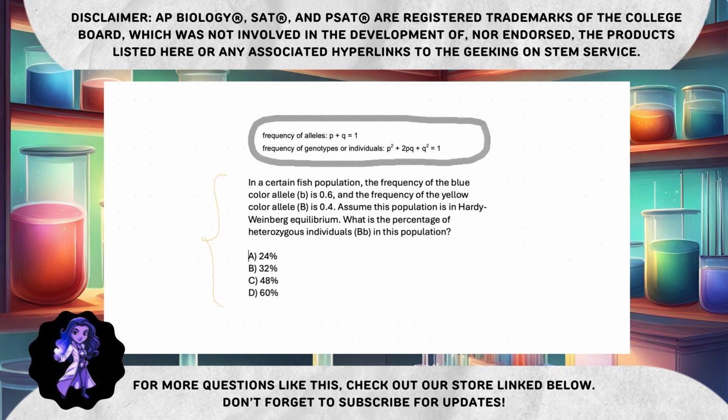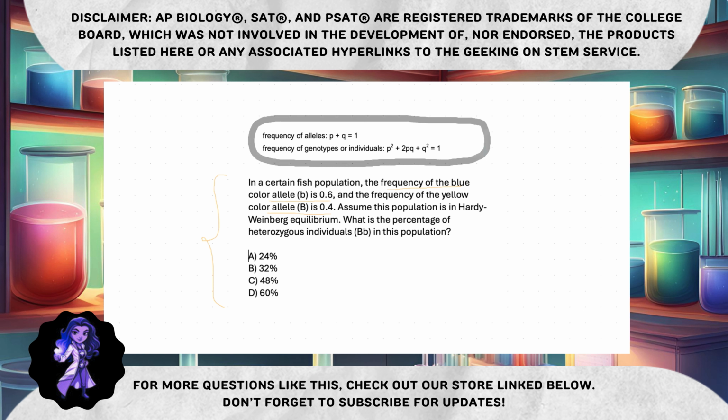Okay, now that you're done reading the question, as you can see here, it's a multiple choice question. And they give you some things here. They tell you the frequency of blue, or the recessive allele, is 0.6. And then they tell you the frequency of a yellow allele is 0.4.